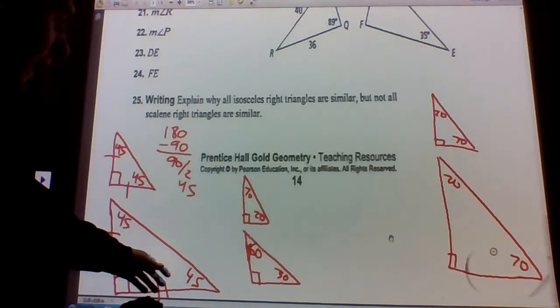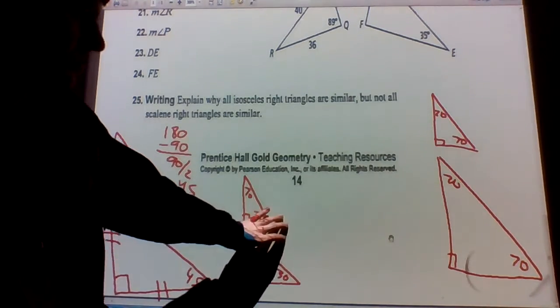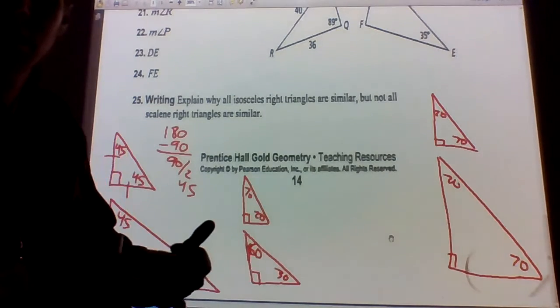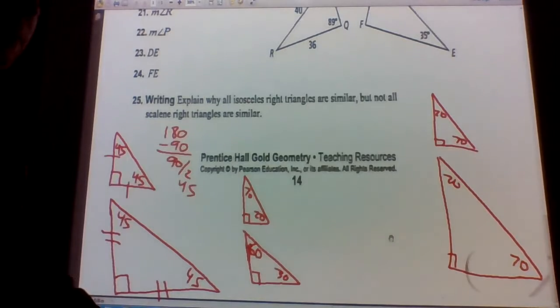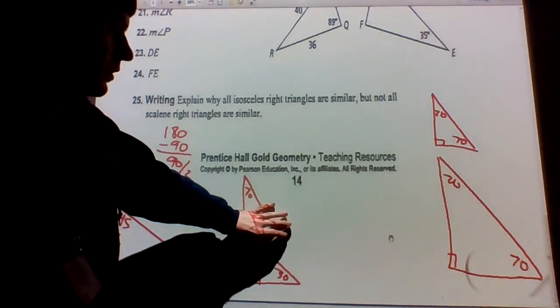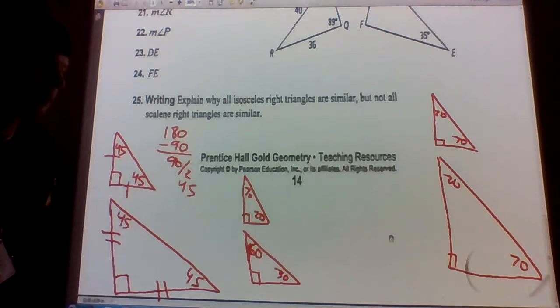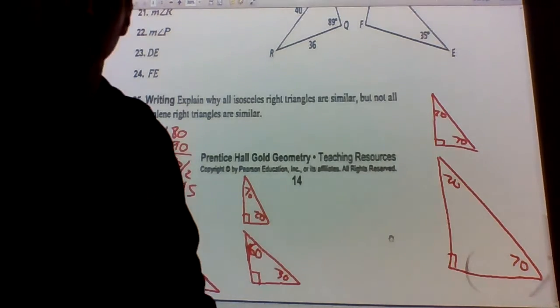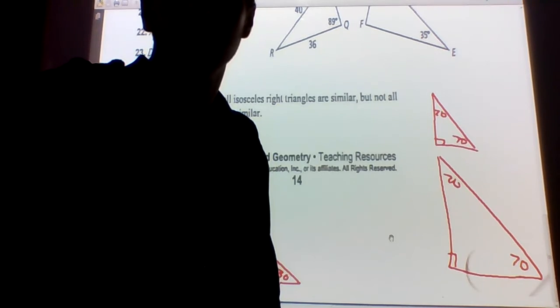But the angles have to be 45, 45, 90 for right isosceles. For right scalene, the angles could be 90 and then 1 and 89, or you could have 2 and 88, or 3 and 87, or 4 and 86, or 5.5 and 84.5. So the right scalene are not necessarily similar, but all right isosceles would be. Okay, and that is form K for 7.2, form G for 7.2.